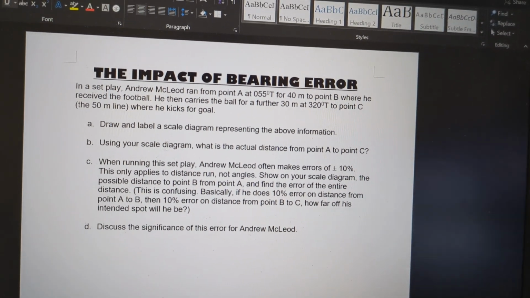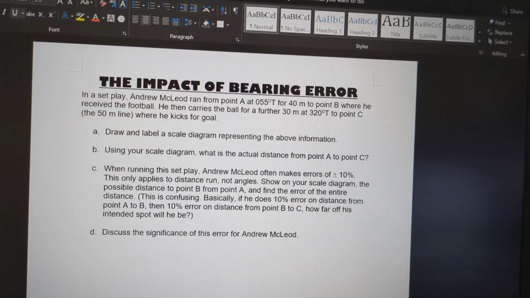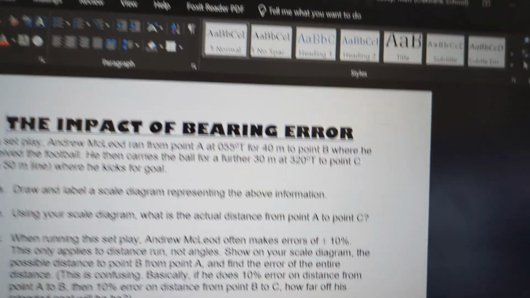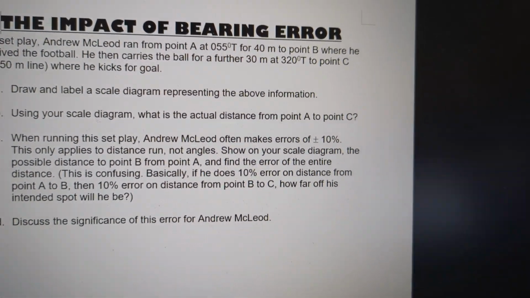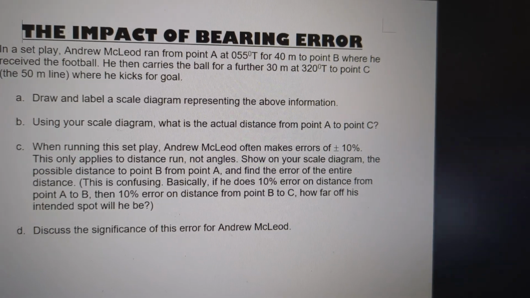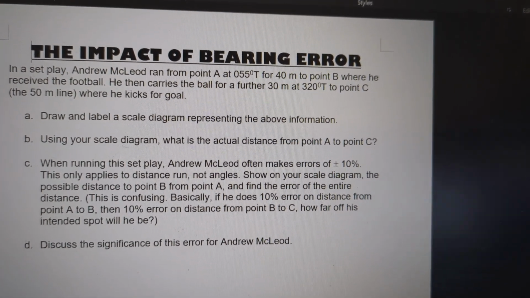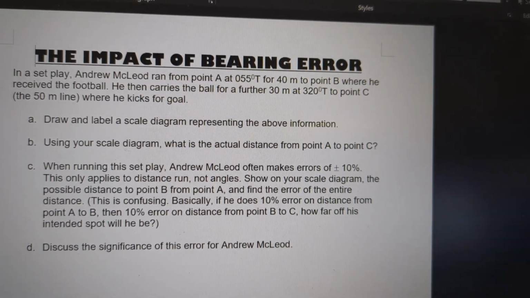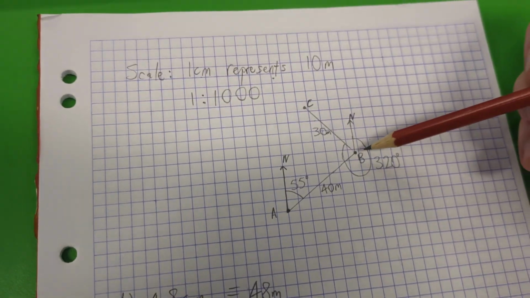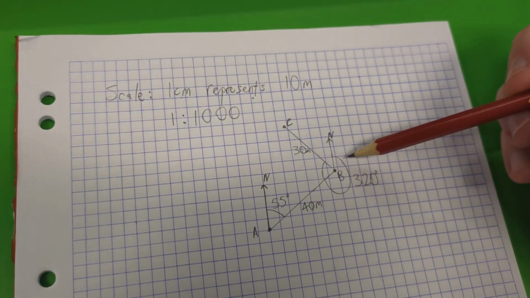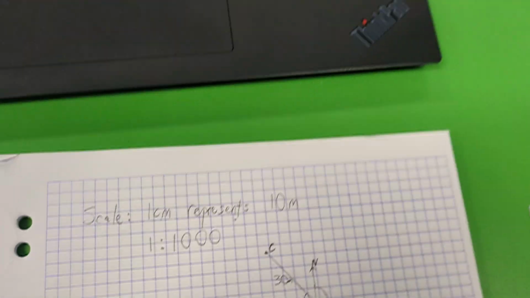Show on your scale diagram the possible distance from point B to point A, and find the error of the entire distance. Now I've put this little bit in brackets. Basically, if he does 10% error on the distance from point A to point B, then 10% error on distance from point B to point C, how far off his intended spot will he be? Basically, forget about the point B to point C bit. We're just doing point A to point B. So if he overshoots or undershoots this point he runs from point A, how much does it screw up the rest of the scale diagram?